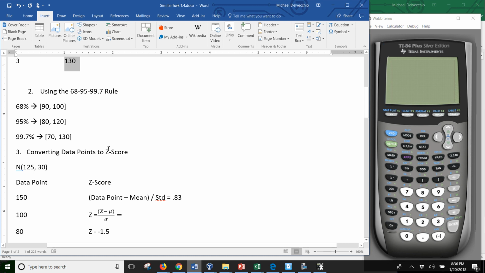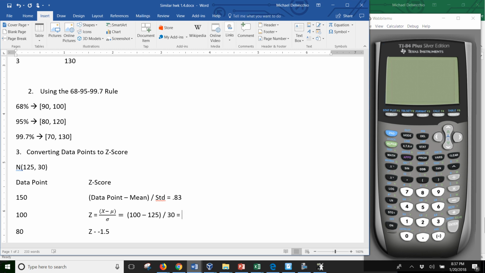Okay. All right. Well, here this one we want to actually convert from data point to z-score. So this is the other formula. It's actually the first formula we learned. So z equals your data point minus your mean divided by your standard deviation. So here our mu is 125, that's our average, and our standard deviation is 30, and our x value is going to be 100. So we're going to get 100 minus the average, which is 125, and we're going to divide all that by sigma, which is 30.